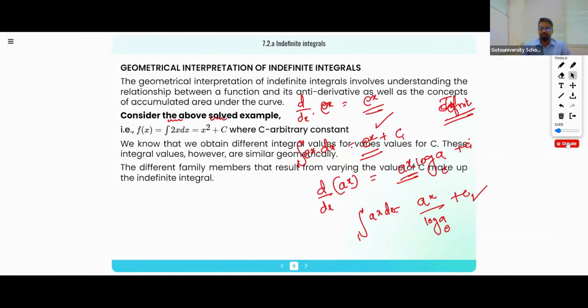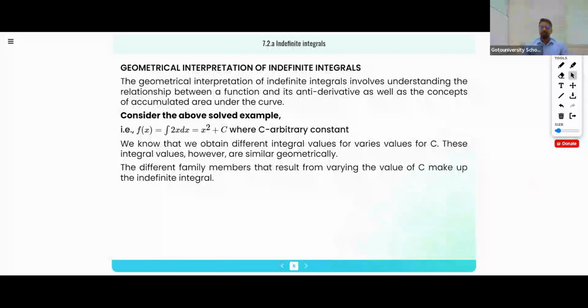Geometrical interpretation of indefinite integrals. Let's understand the correlation of indefinite integrals in coordinate geometry. Just like we know, the geometrical interpretation of differentiation is finding the slope of a curve at any particular point. Similarly, to interpret the integration process, suppose there is a function like this, and we have to integrate it, and the function is 2x dx. So if you want to integrate this function, let's keep the constant outside.